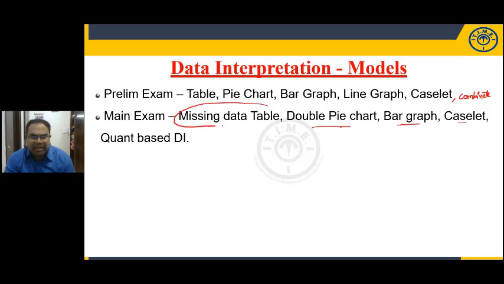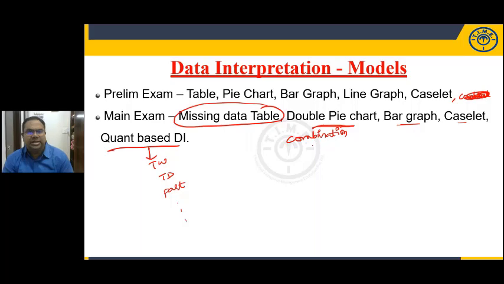Look at this missing DI table. Data will be missing. Then you have quant based DI, that is time and work based DI, time and distance based DI, partnership based DI, mensuration based DI, probability based DI, and so on. But combination types you can find only in the main exam. Combinations are not there in your prelim exam, so I have separated them here. Prelim exam will get only single sets.